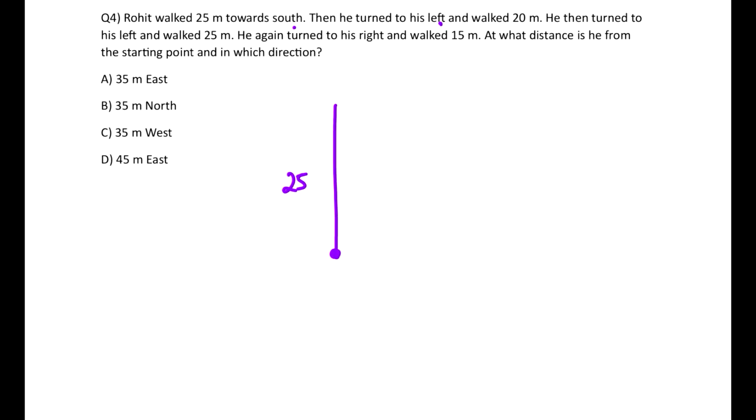Now from the south, if I am taking a left turn, I am technically going in the anti-clockwise direction, which takes me to the east. And there in the east, I am walking for 20 meters. So this is my 20 meters, let's say. Now currently I am in the east and the question is asking me to take another left turn and walk for 25 meters. Left turn from east will bring me back to the north, and since the length is the same as the previous length, this also becomes 25. Now currently I am in the north. Now from here they are asking me to take a right turn. Right turn from north takes me in the east and the distance is 15 meters. So this is 15 meters.